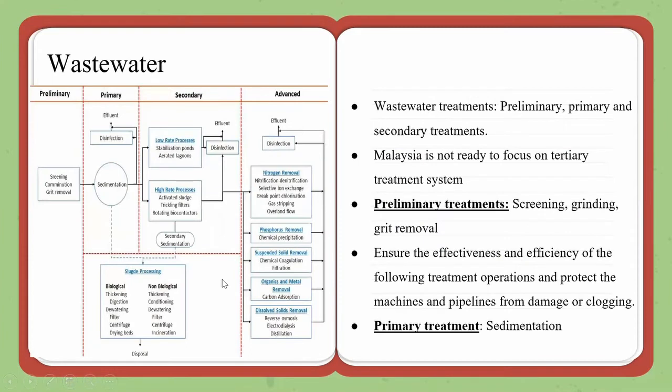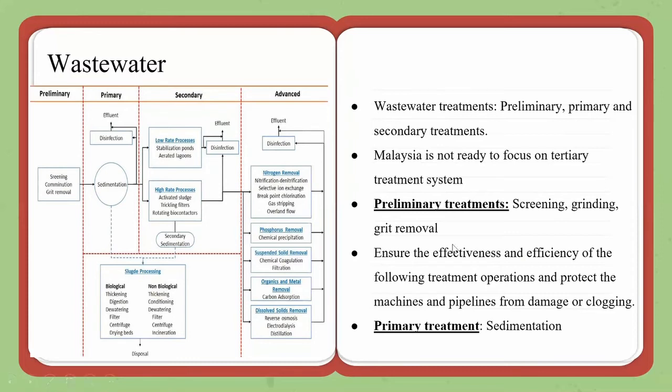Next, I will talk about the wastewater. From this diagram, you can see what we have already learned during the class lecture. Basically, wastewater treatment consists of a few treatments, which are the preliminary, primary, and secondary treatments. However, Malaysia is not ready to focus on the advanced, or what we call the tertiary, treatment system, since it is very expensive for us to do so.